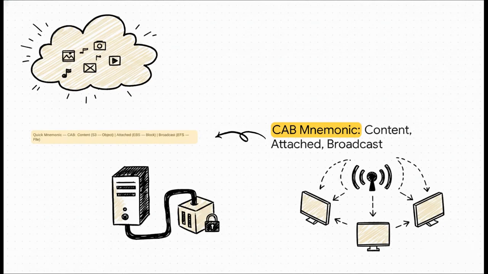C is for content, which is your S3 object storage. A is for attached, representing EBS block storage attached to a single server. And B is for broadcast, because EFS file storage broadcasts data to be shared across many servers. Content, attached, broadcast. CAB. Simple, right?